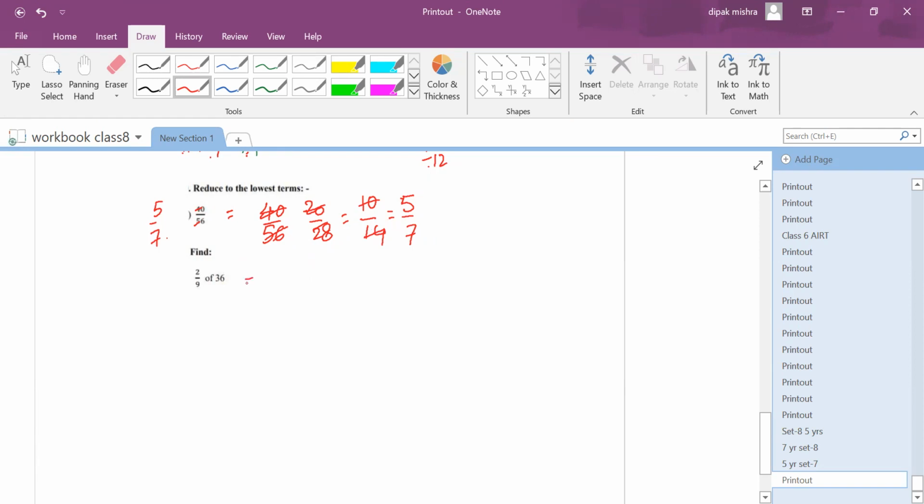Find 2 by 9 of 36. When I say of, I mean 2 by 9 multiplied by 36. So 9 times 1 is 9, 9 times 4 is 36. You have to multiply in such a way that 9 cancels with 36. 9 times 1, 9 times 4, so 2 times 4 is 8. Hence the value is 8.